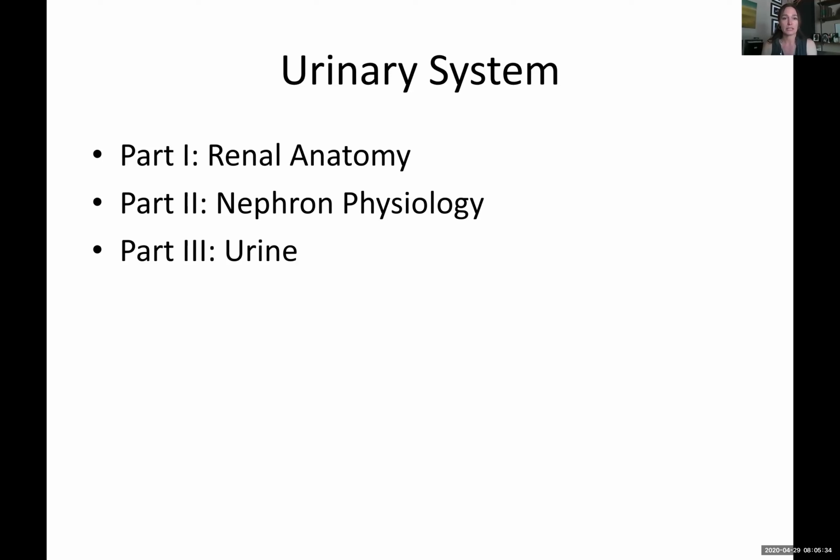So we started the urinary system. Again, renal anatomy, basic anatomy, nephron physiology, which is the microscopic component, as well as what is urine, what's in urine, and what are some of the things we evaluate with urine. So we'll go part one first.